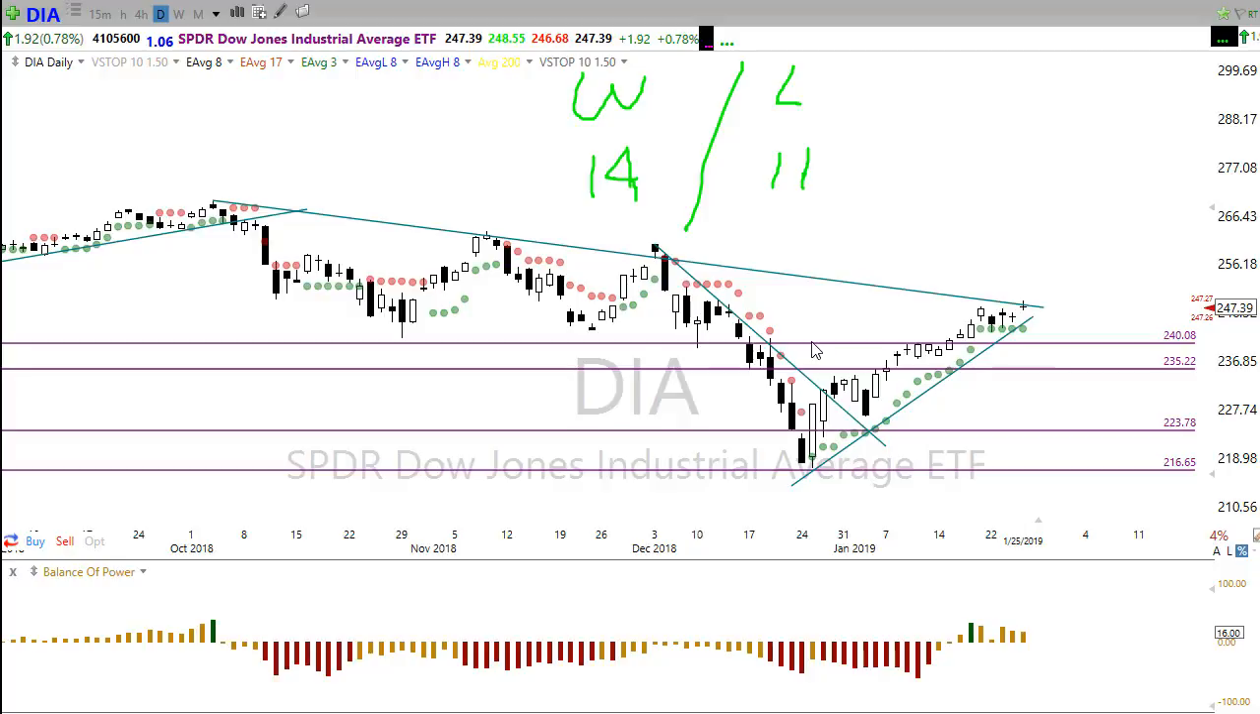But here's where it really shows the difference. In these 14 winning trades, he made $2,500. In these 11 losing trades, he lost $300. Now, this was over the course of a month.